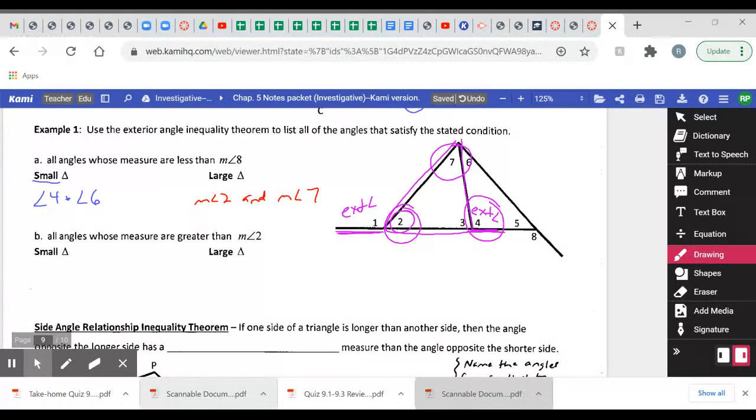But the question is saying which angles are bigger than 2. So I know that angle 4 has to be bigger than angle 2 because it's an exterior angle. So that's what we're putting here.